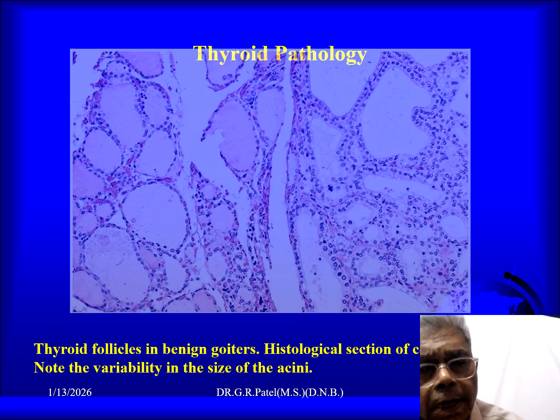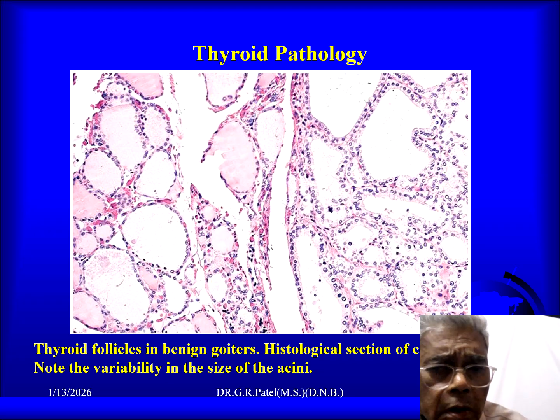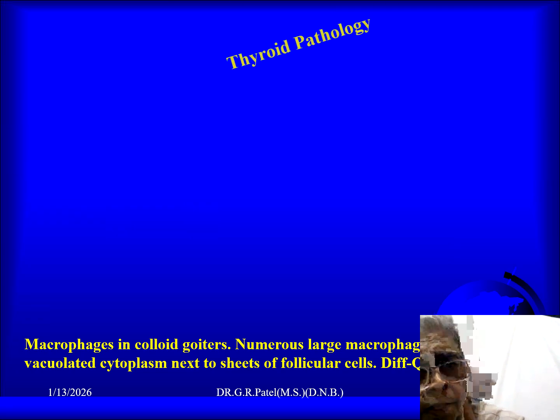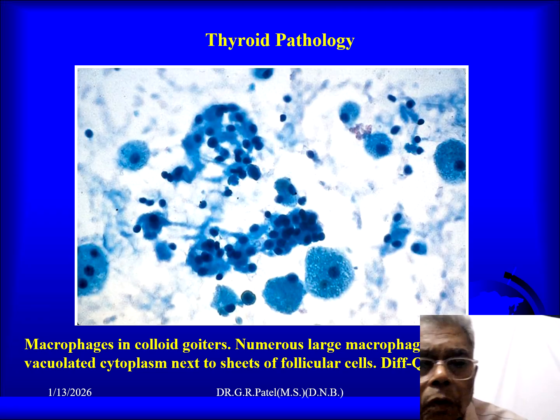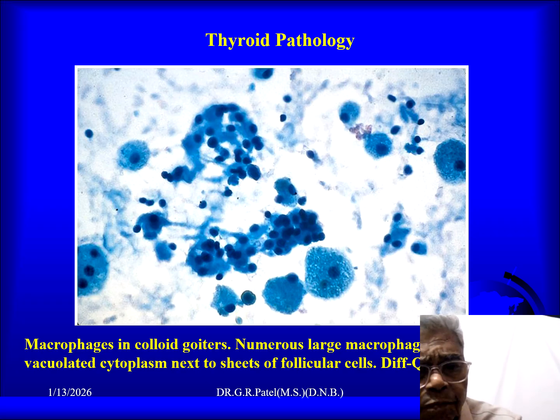Thyroid follicle in benign goiters, histological section of thyroid. Note the variability in the size of the acini. Macrophages in colloid goiters. Numerous large macrophages have accumulated next to sheets of follicular cells.